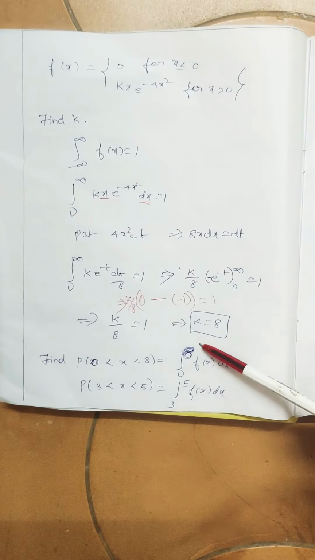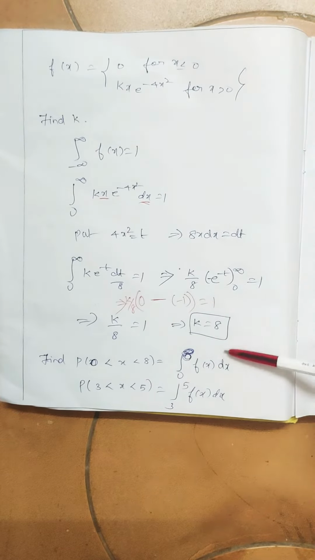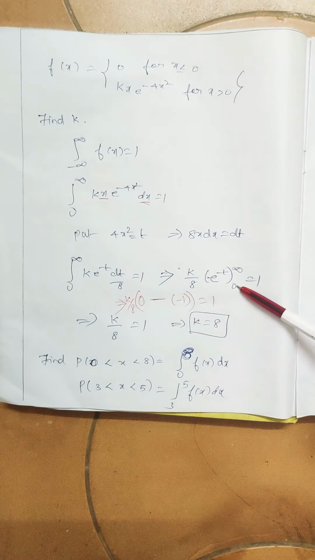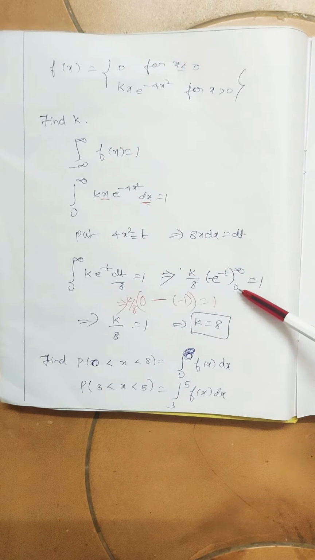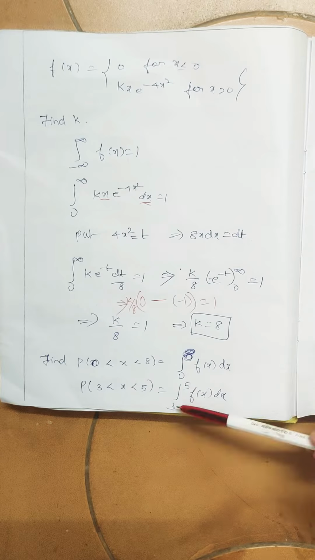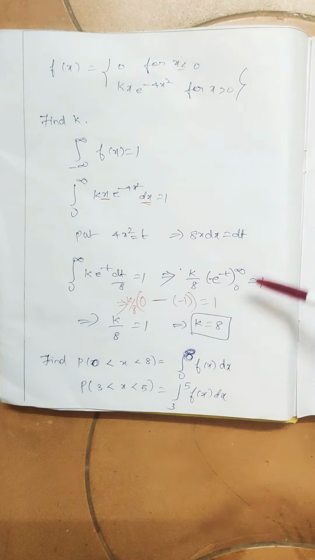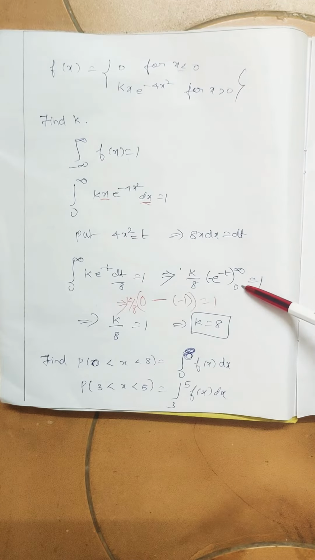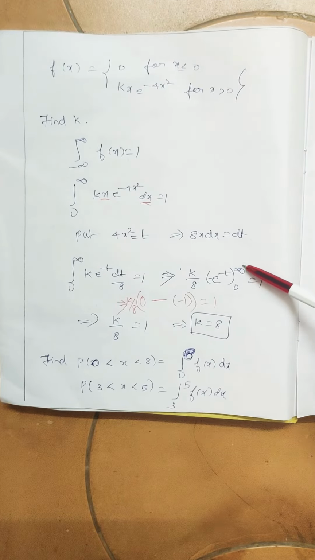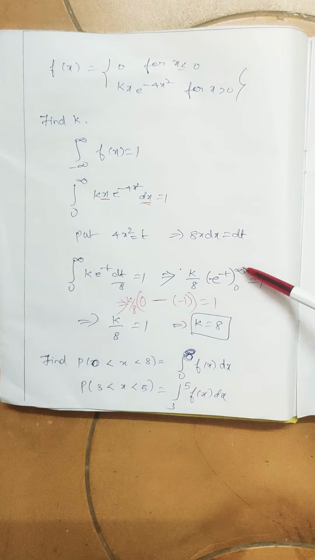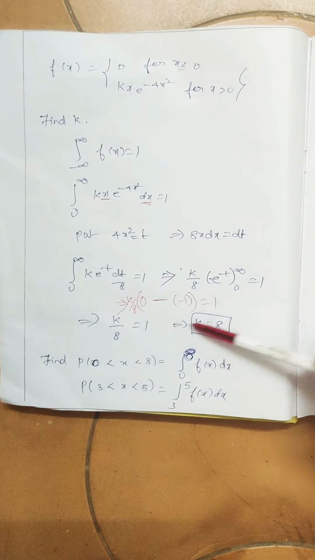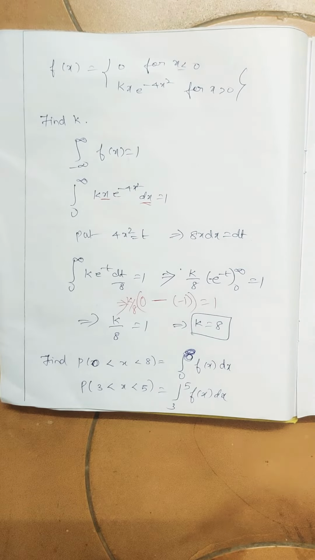So integral 0 to 8, the same integration is the same, only whatever limit you are applying, I will write 0 to 8, that's it. Again, p of 3 less than x less than 5. Integration is the same. And what is the limit you will apply? 3 and 5. Upper limit is 5 and lower limit is 3. Upper limit minus lower limit. Question problem is the same.